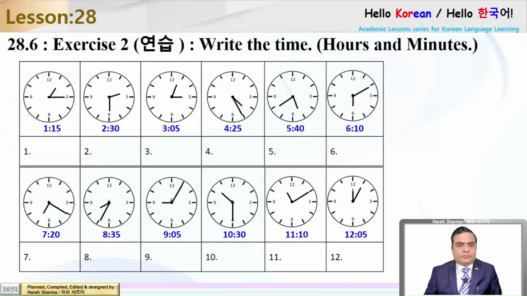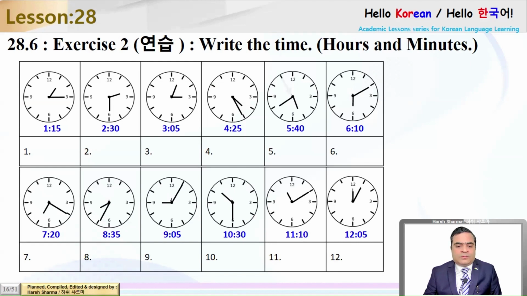So it's time to do the exercise. There are 12 clocks, and the time is written. Clocks are also there, time is also written. You have to do this practice now. Please pause the screen. After pausing, take your time. Write the answers from number 1 to number 12 and you can check the answers at the end of the lecture, everyone. Okay, everyone? Good luck.